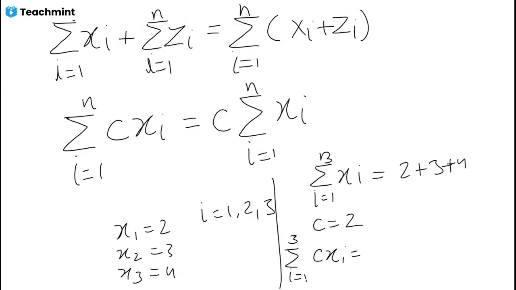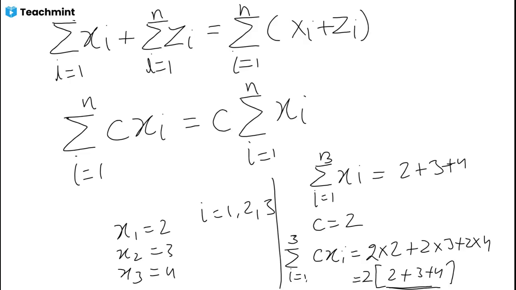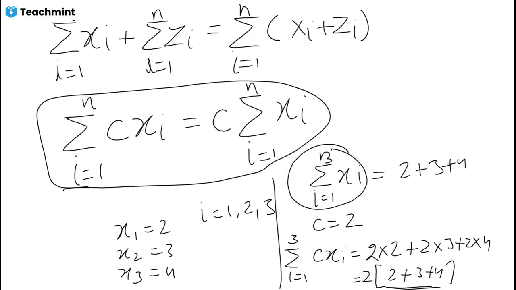So what it means is we are multiplying 2 with each term: 2 with 2 plus 2 with 3 plus 2 with 4. That is equal to, we can take 2 as common, 2 times (2 plus 3 plus 4). And what is this? This is summation xi. So we can represent it in a similar way.